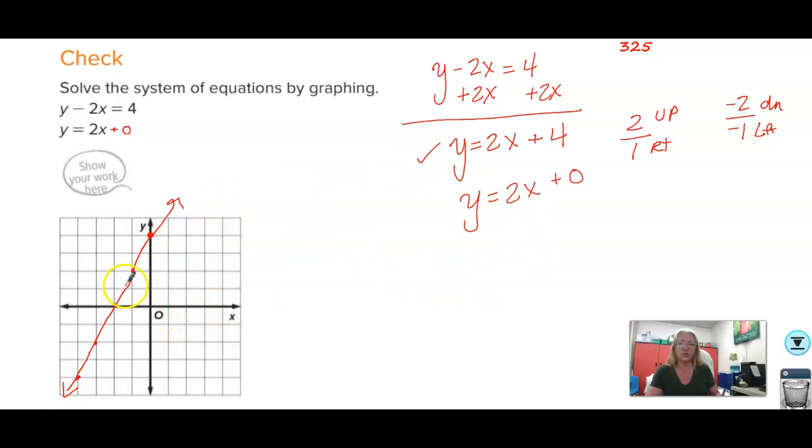For this equation, the y-intercept is 0, so we start here. And this one we can go up 2, right 1, up 2, right 1. Or we can go down 2, left 1, down 2, left 1. Either way, you get a line that is clearly going to be parallel to the first line. So this has no solution. There's no point where these two lines will intersect.